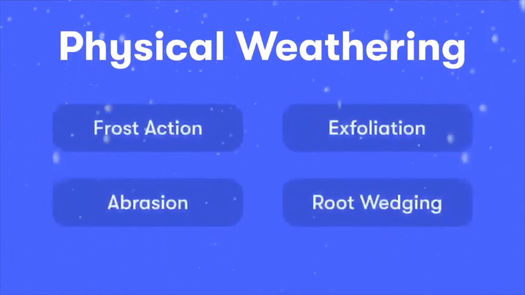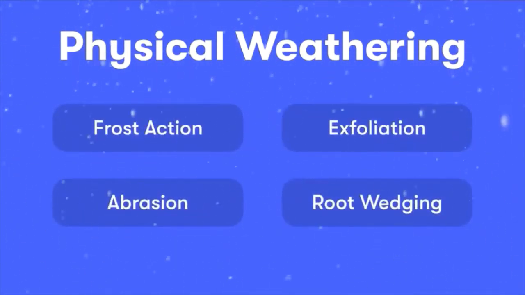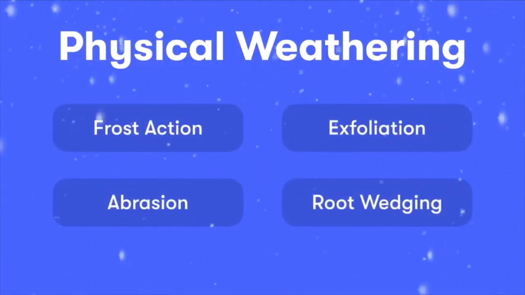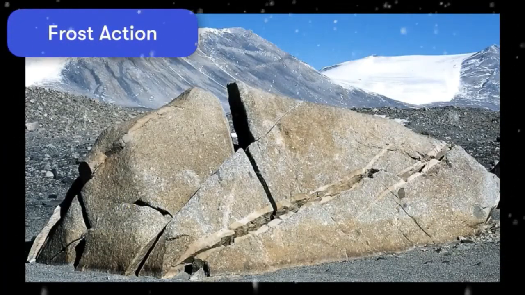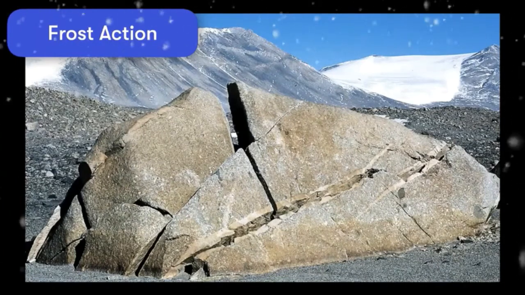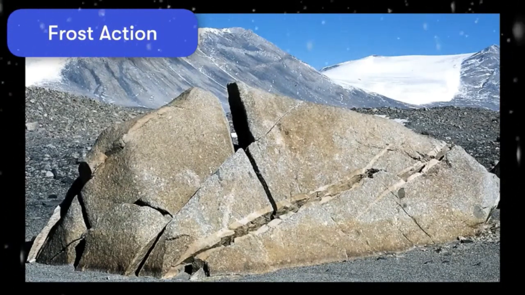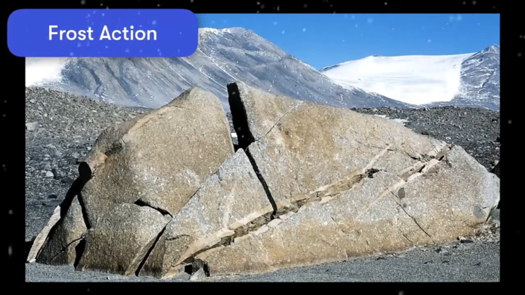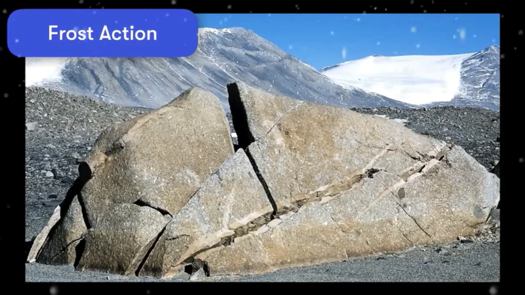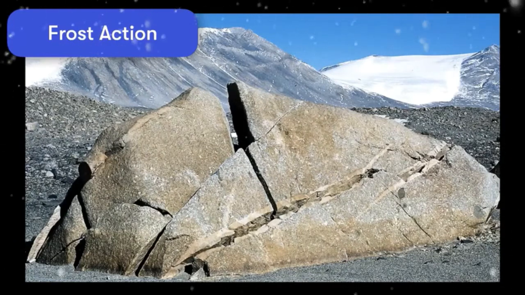So let's dive a little deeper into our physical or mechanical weathering and look at some different examples. We're going to break this into four specific types. We have frost action, exfoliation, abrasion, and root wedging, which, by the way, is also known as ice wedging. There are a lot of different names for it, as you might imagine.